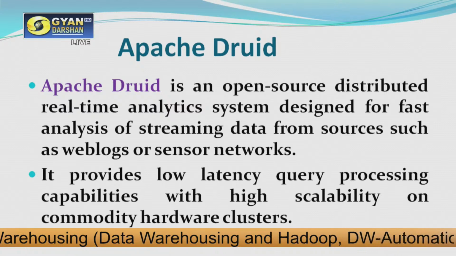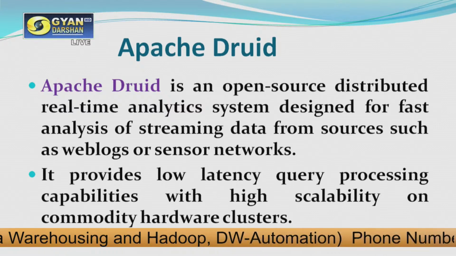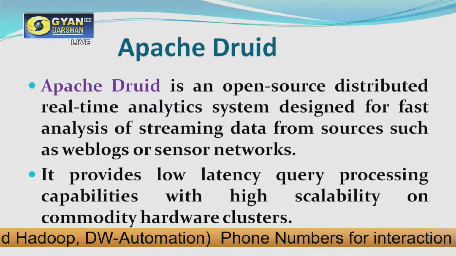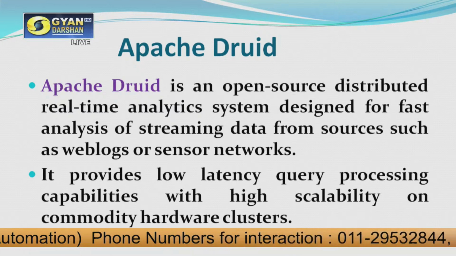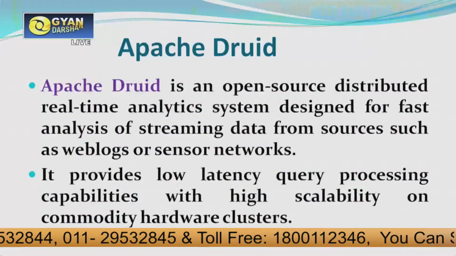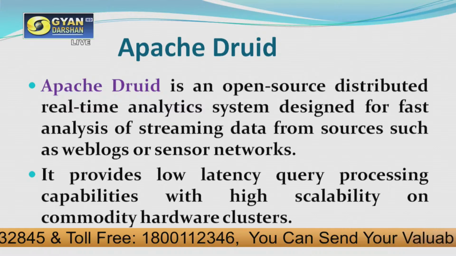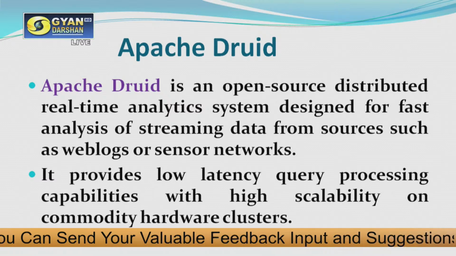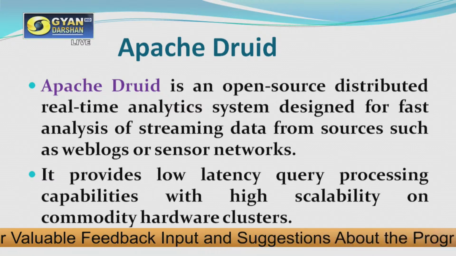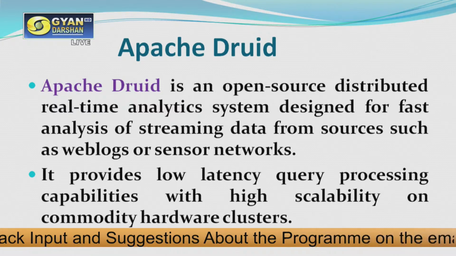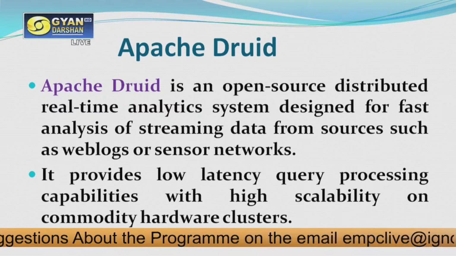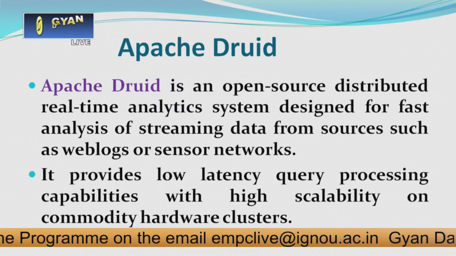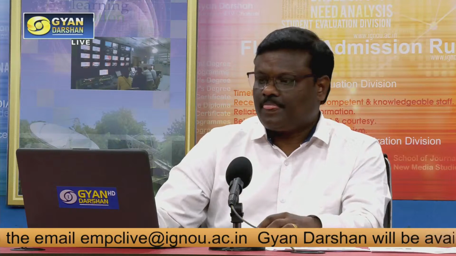So this Apache Druid is an open source distributed real-time analytics system which is designed for fast analysis of streaming data. As it pertains to big data architecture, streaming data is being taken care of, and that is available in the non-structured format. So in order to support this real-time analytics in the Apache ecosystem, Druid is used to analyze the streaming data from sources such as weblogs or sensor networks and other kinds of things. It provides low latency query processing capabilities with high scalability on commodity hardware clusters.